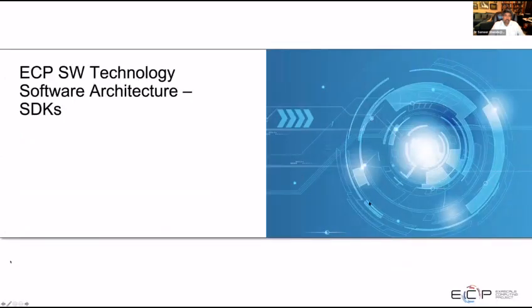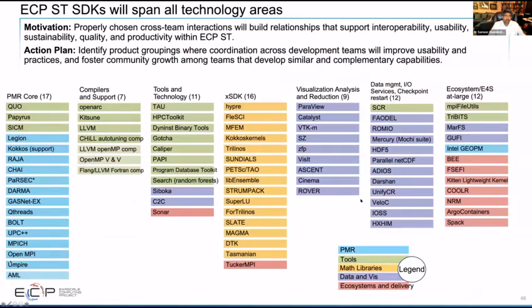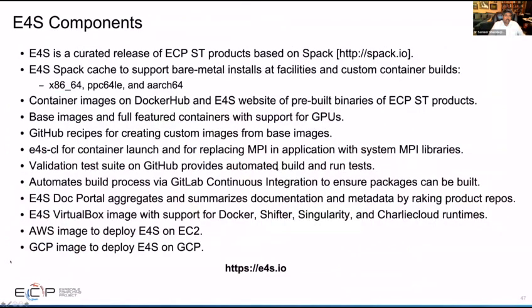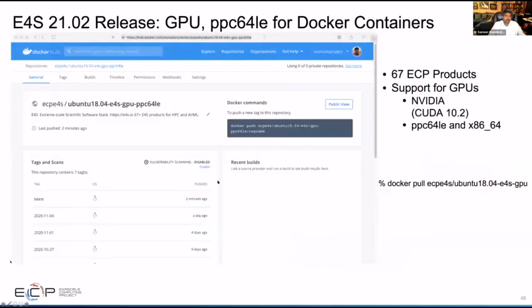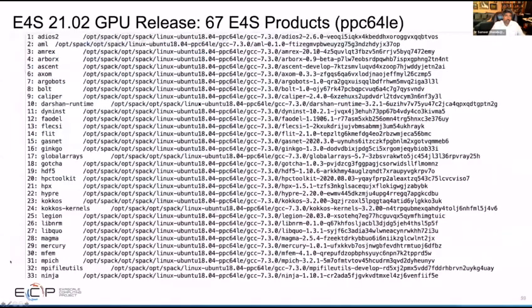We use this to develop the SDKs, which is a logical grouping of products, such as TAU and PAPI in the tools and technology area. And then we can create bare metal installs as well as custom container builds for different architectures. You can just download a Singularity file. You can go to Docker Hub and pull in a container. This is for the IBM PPC64LE, which automatically gets you 67 different E4S products that are shown over here.